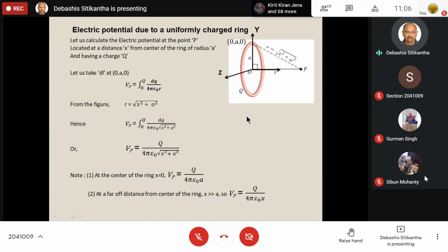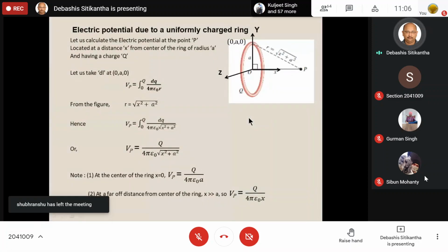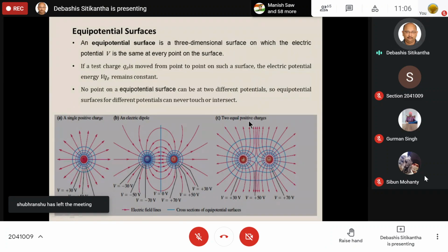So in the last class we have already covered the electric potential due to a charged conductor as well as due to a uniformly charged ring. Now we will move on to the last portion, that is your electric equipotential surface. Now what is basically an equipotential surface? We will study about all those things, but first let us try to understand it in a very simple manner.